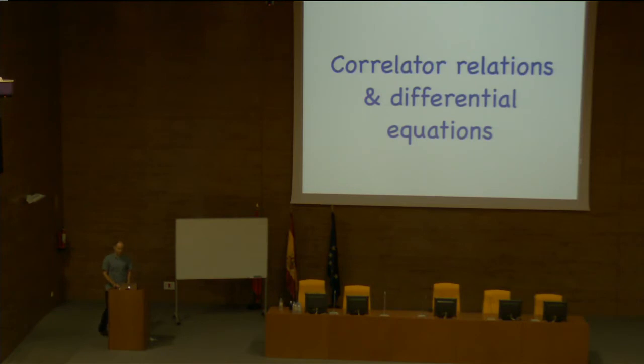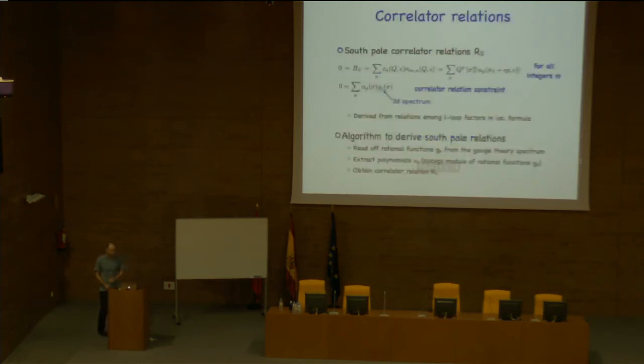Okay, so let me now get to the point where we study correlator relations and the resulting differential equations. Here's what we want to do. There are two kinds of relations that we mainly focus on: the so-called South Pole and North Pole correlator relations. Let me focus on the South Pole correlator relations. This is essentially saying that if you take a finite linear combination of such correlators, we are looking for coefficient functions which depend on Q and epsilon such that they add up to 0.